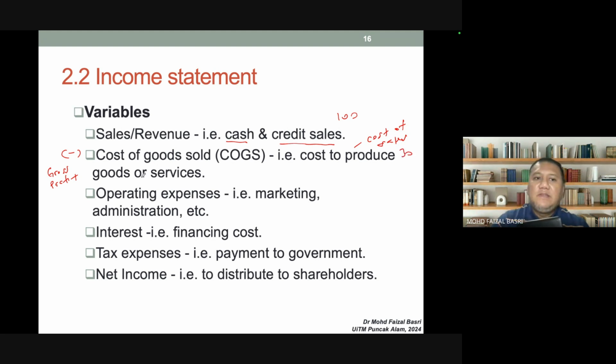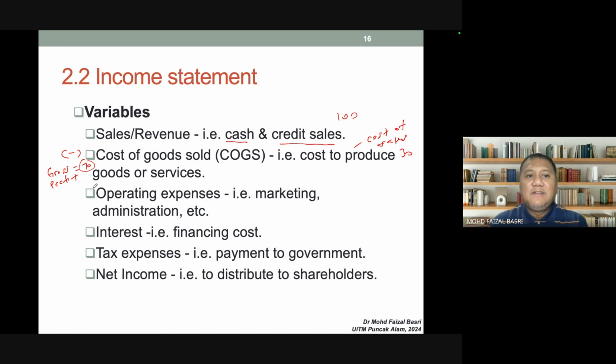So my gross profit would be equals to RM70. Okay, so adakah RM70 tu my final profit? No, that's my first level of profit, which is we call as a gross profit. Kenapa bukan final? Because we have other expenses that we have to pay.